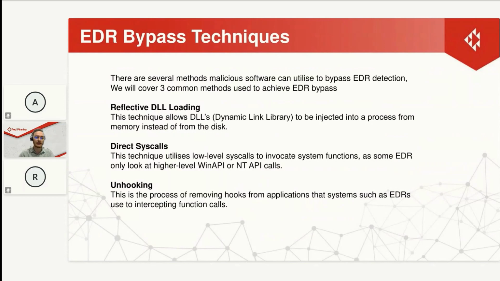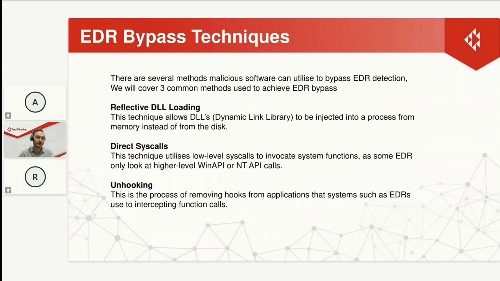The second one is something called direct syscalls. This technique uses low-level syscalls to invoke system functions, as some EDRs only look at higher level API or NT-API calls. You can think of this as the difference between assembly and C++, essentially, when it comes to coding. And the third is unhooking, very similar to web proxy in concept.